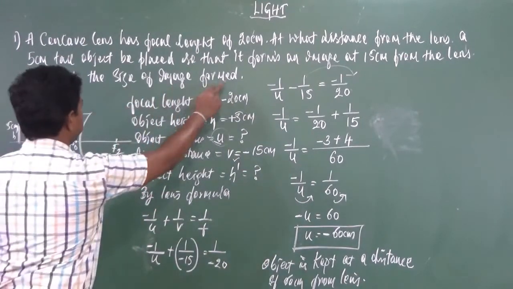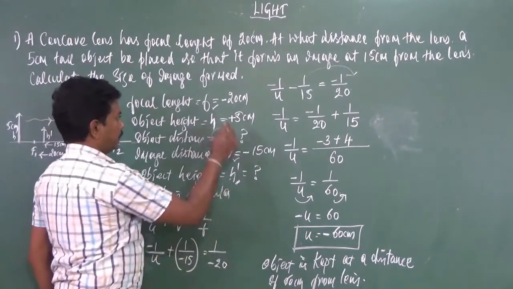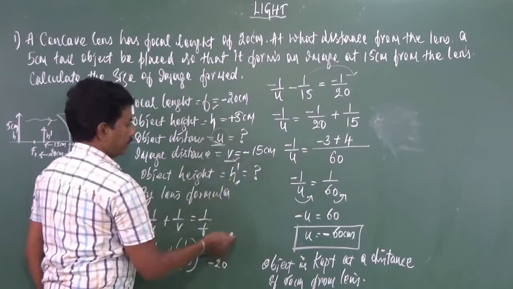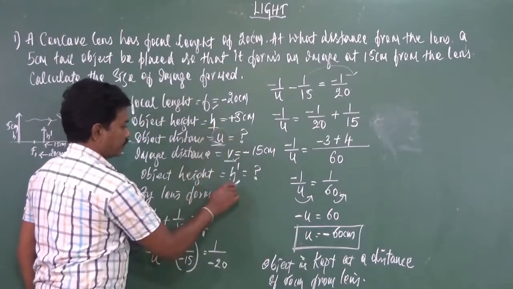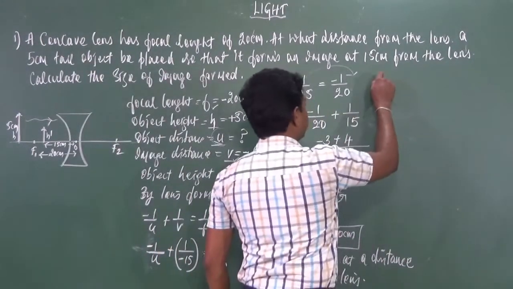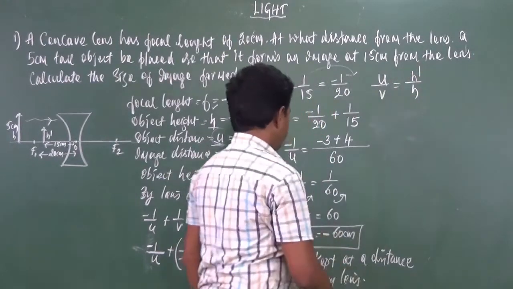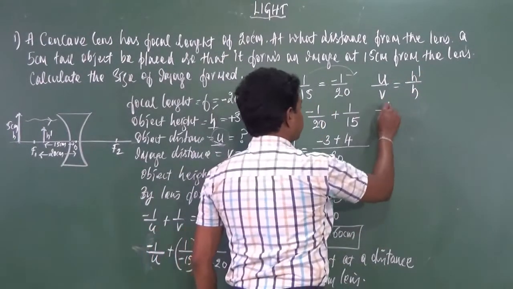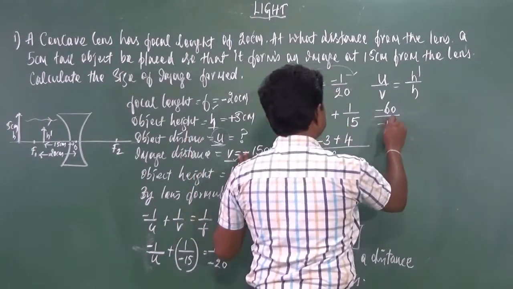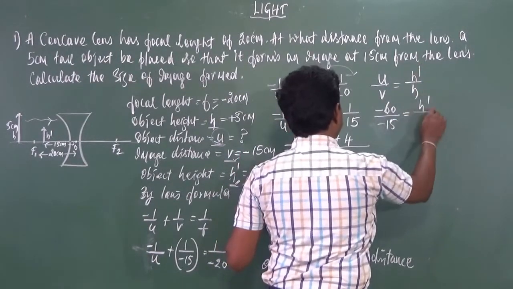Calculate the size of the image formed. That is, you have to find out h dash. So we have u, which we just found, we have v, we have h, and we have to find out h dash. So by using the relation we can do this: u by v is equal to h dash by h. So u value is minus 60, v value is minus 15, is equal to h dash by h.